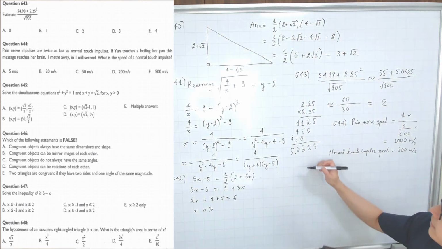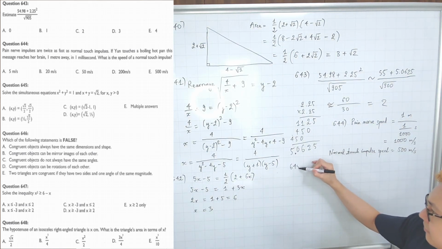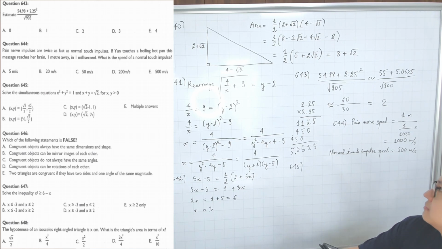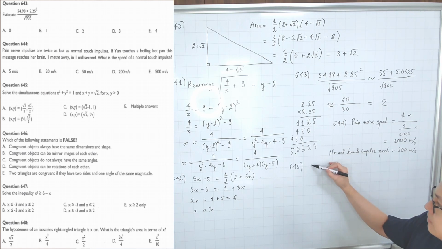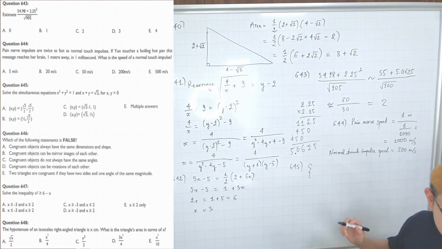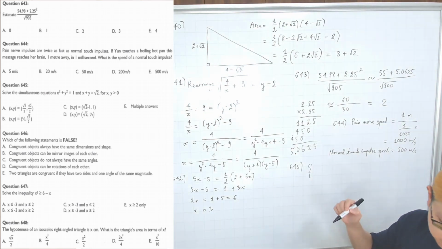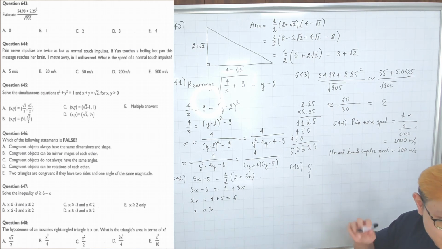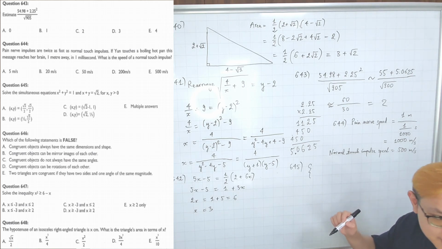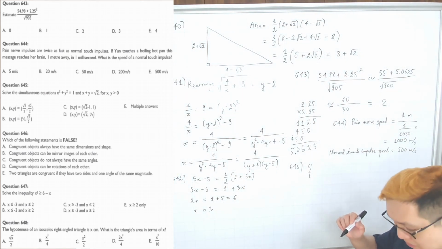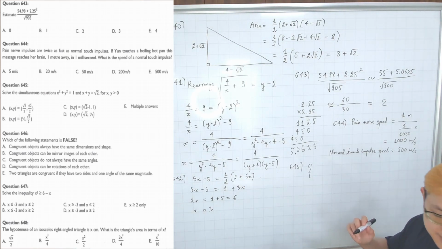Question 645. Solve the simultaneous equations. Mình phải giải cái hai phương trình mà đồng thời này. So simultaneous means at the same time, right? Simultaneous nghĩa là cùng lúc. Sim means the same. Simultaneous happens at the same time, diễn ra cùng lúc. Sim là the same á, y chang nhau.